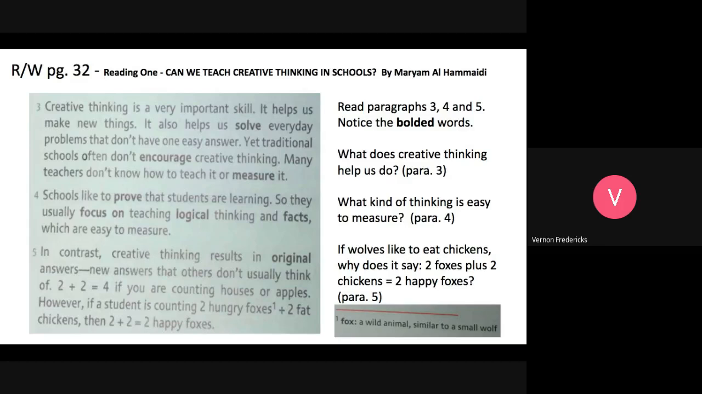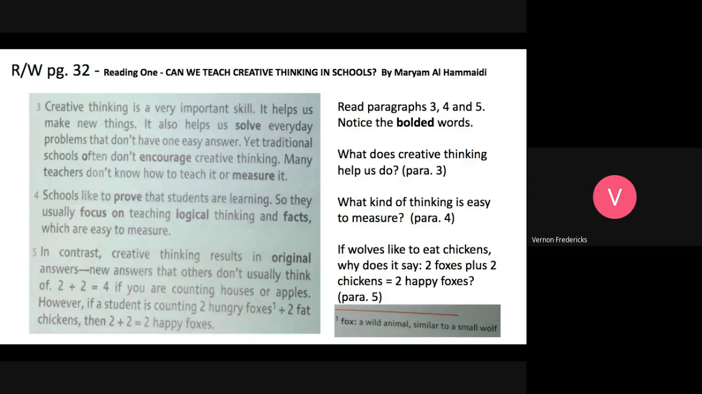Okay, the question for paragraph 5. If wolves like to eat chickens, why does it say 2 foxes plus 2 chickens equals 2 happy foxes? A fox is the same as a wolf, yeah? You'll find foxes in the mountains, they're wild animals. It's the same as a small wolf. Okay, paragraph 5. In contrast means the opposite.